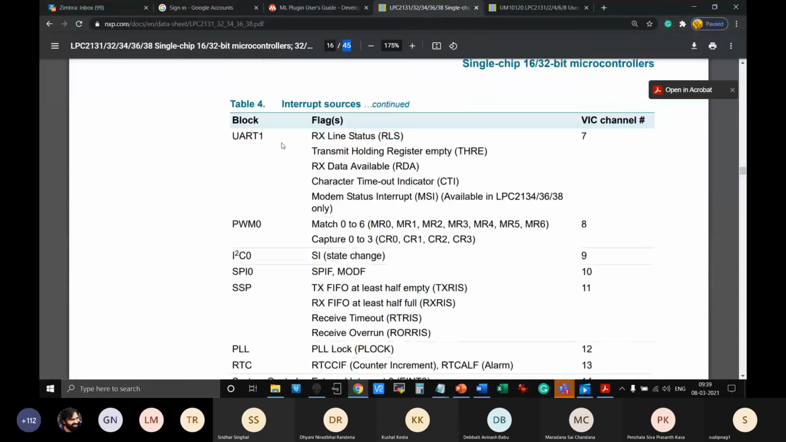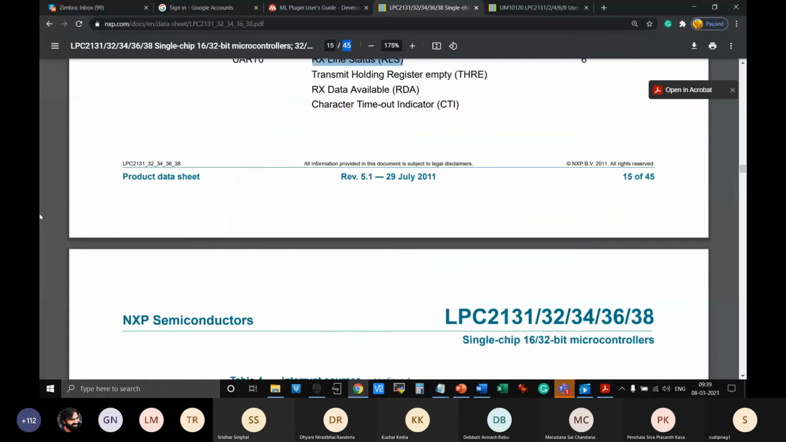Similarly, for UART1, you can see some more lines. Yeah, I'll talk about 8051. Yes, question. Yes, sir. Can you go up? Yeah.